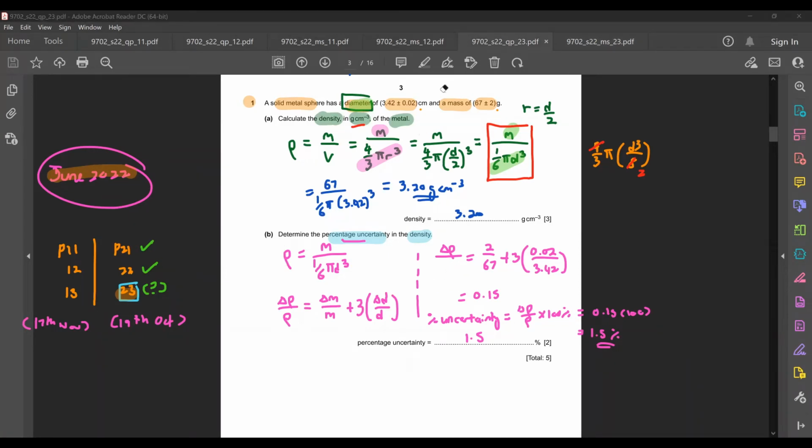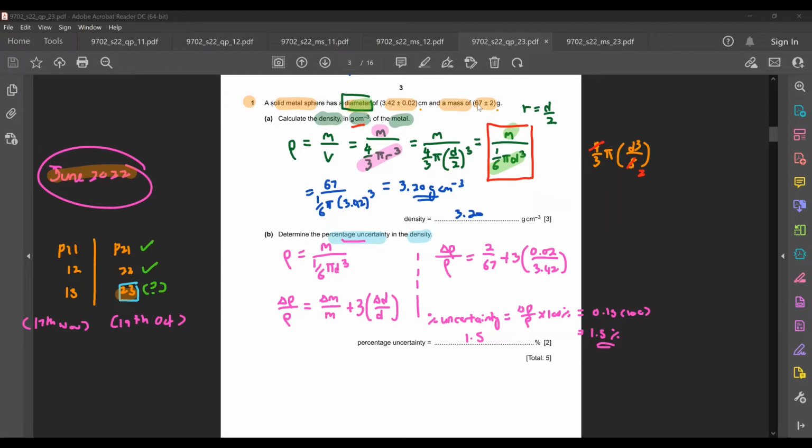This one actually should not have been put in. What I was finding was the absolute uncertainty of the density. Actually, there was no need to find the absolute uncertainty of the density. I just needed the expression in terms of fractional uncertainty, which was this. I should not have substituted 3.2 inside here. That was my mistake.